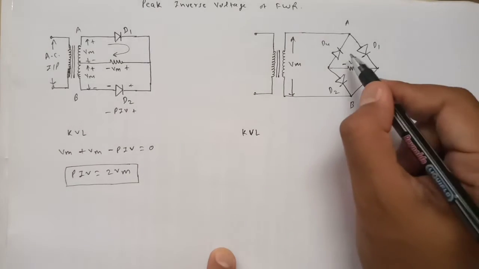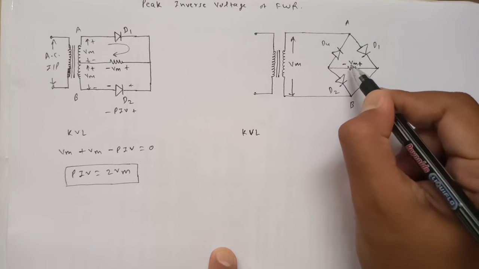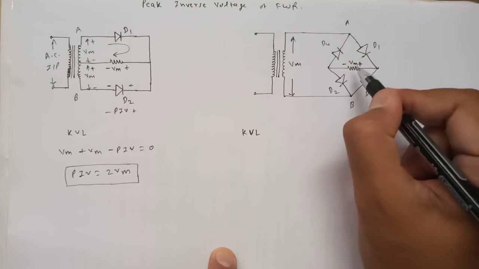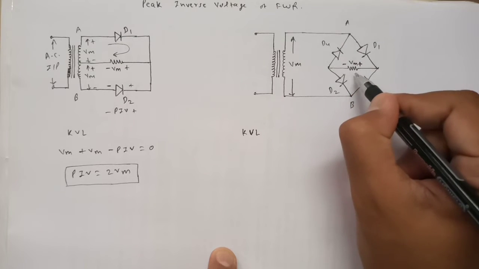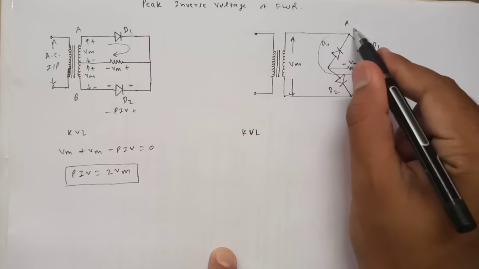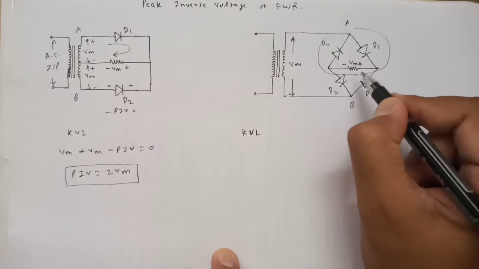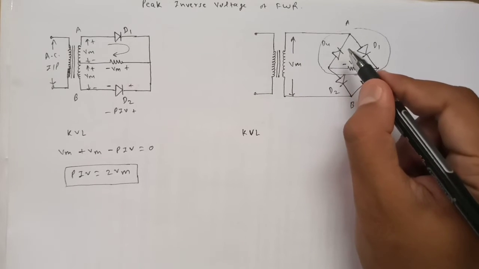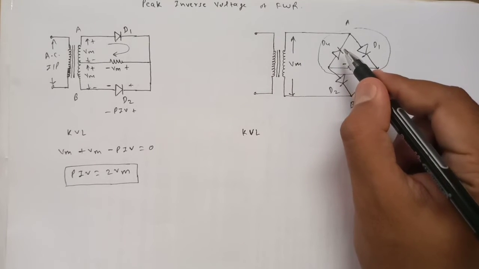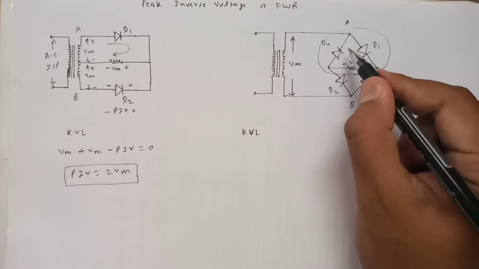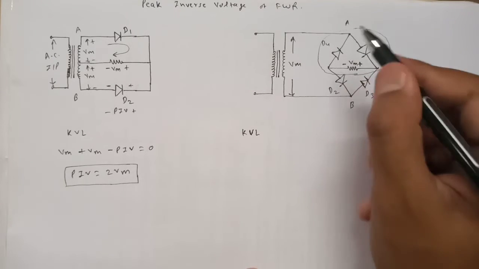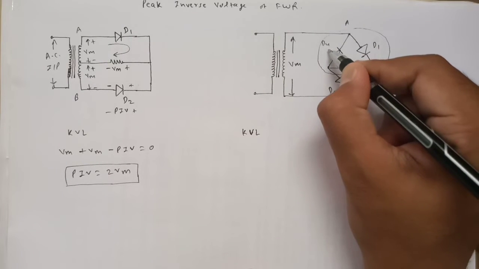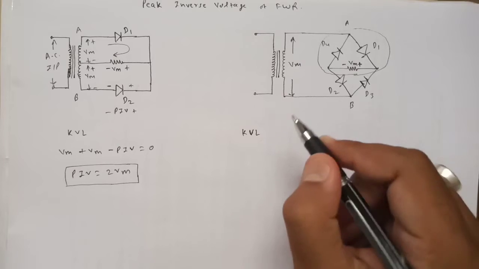In which loop? In the upper loop only. So this loop, let me consider this loop only, which consists of diode D1, the resistor, and this diode D4. It means I am interested in calculating the voltage applied across this diode D4. As we know, we are interested in the peak inverse voltage. Let me write here the voltage which is generated across this diode.